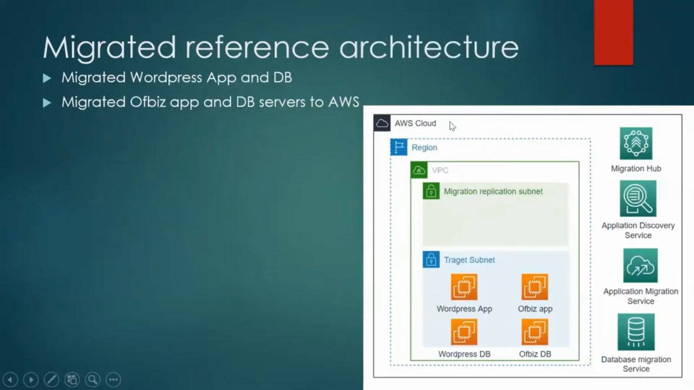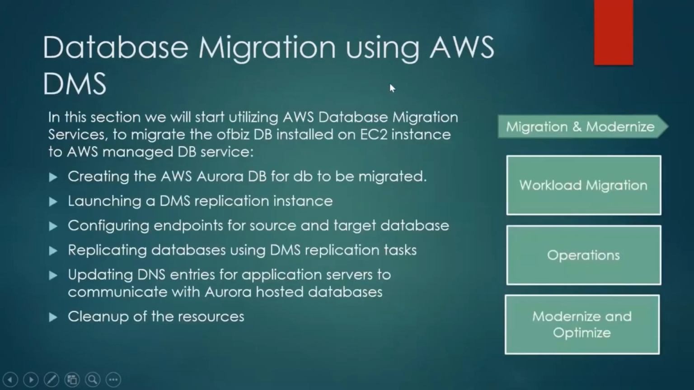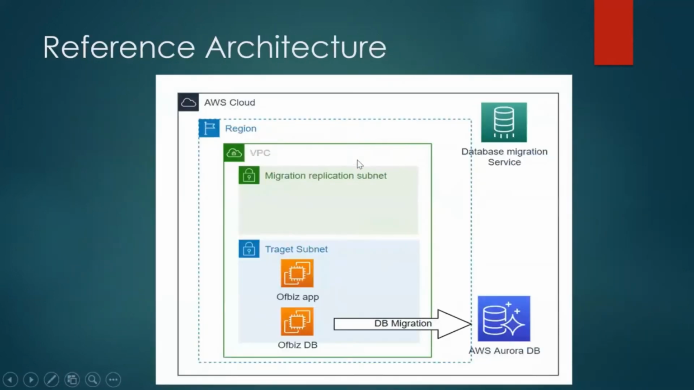This is the migrated reference architecture. We migrated all those on-premises servers onto AWS EC2 instances, so we migrated both applications to AWS. Now in this video, I am going to talk about database migration using AWS DMS. This is just a reference architecture. Currently, the Off-Biz app is in the scope of this video.